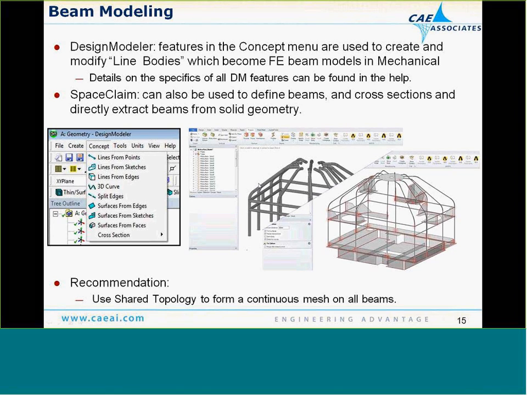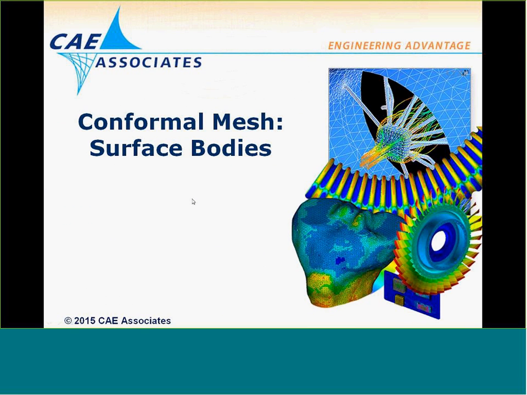And one of the nice things about SpaceClaim, too, is that if you have solids that represent the beams, there's a utility in there to extract the beam cross-section of the solid and then also pull out what the cross-sectional properties are and the orientation of them and apply those to all the line bodies. So that's a nice feature that's in SpaceClaim that's not in Design Modeler. So that's one way to connect up line bodies. Connecting up surfaces so you can get a continuous mesh.